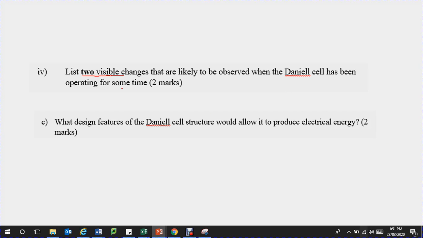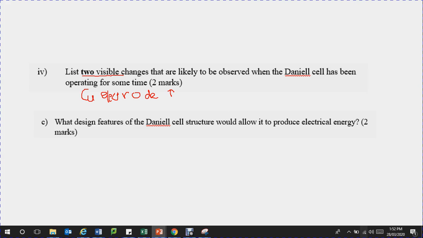Something visible that would occur is that my copper electrode, because it's being reduced, will increase in size. That doesn't even look like the word electrode. Anyway, because it's being reduced, the copper electrode will increase in size. Whereas, on the other hand, my zinc electrode will decrease in size. And that would get me the 2 marks. So copper electrode increases in size, my zinc electrode decreases in size.